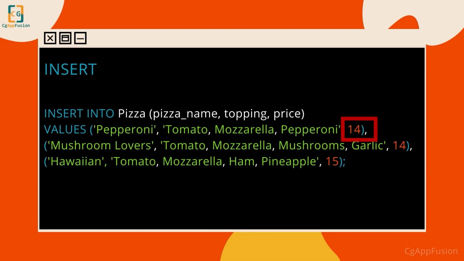After the comma, we open another parenthesis, which means it's a different row. So we provide the pizza name, which is Mushroom Lovers, the toppings, and the price. After we close the parentheses again, we put a comma, and we put the pizza name again. We can do this as many times as we want. We can do 1,000 times, 2,000 times, 10,000 times. But when it's the last row, we have to close the parentheses and put a semicolon. Okay? Now let's do one together.